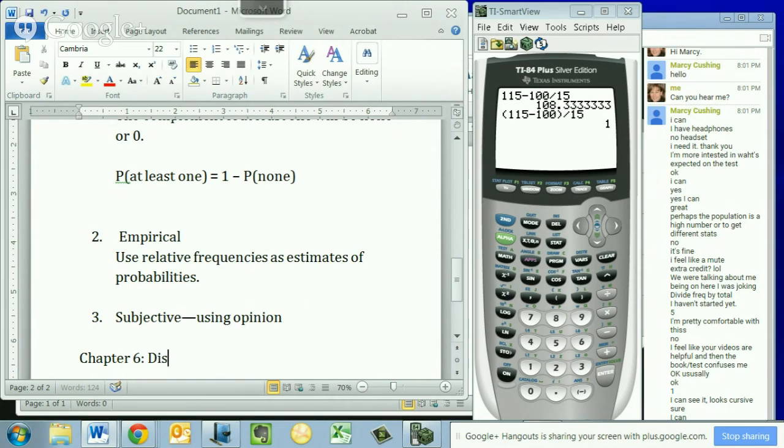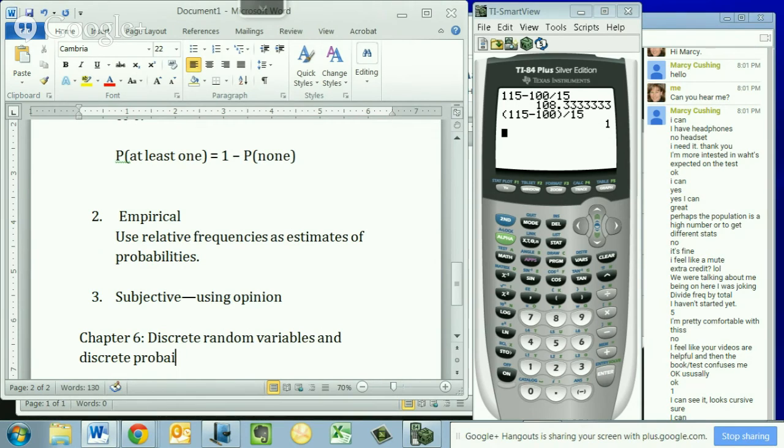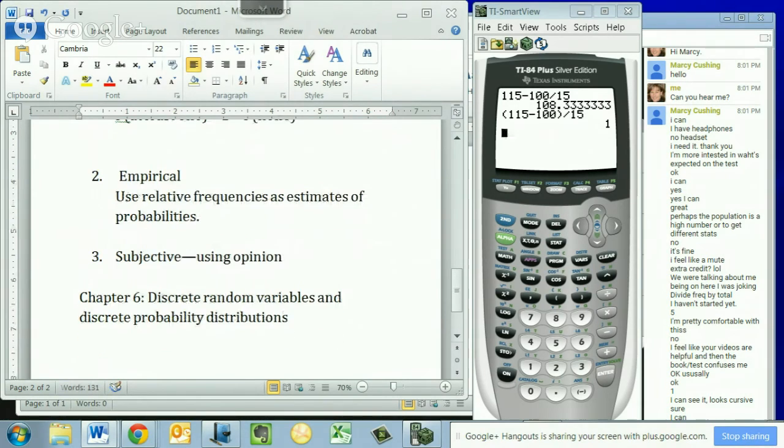All right, so we got into then chapter 6. Chapter 6 was discrete random variables and discrete probability distributions. Again, these discrete random variables usually represent counts. So the idea was that you could create a table of values where you have your values of x in the first column, your probabilities in the second column, and as long as those probabilities add to 1, and each of those probabilities is between 0 and 1, then you have a discrete probability distribution. We talked about computing the mean and the standard deviation of a discrete probability distribution.